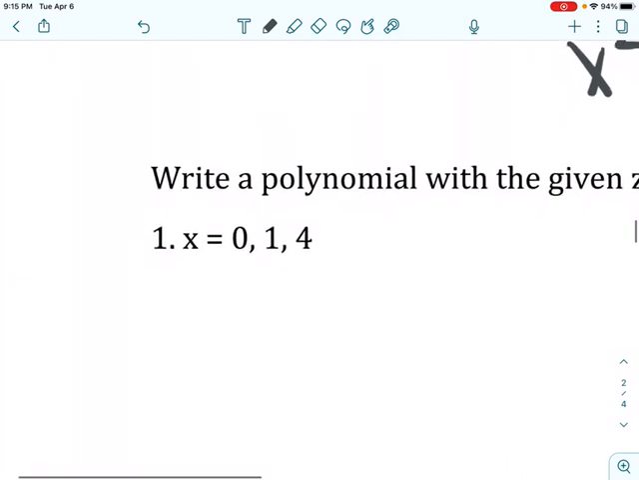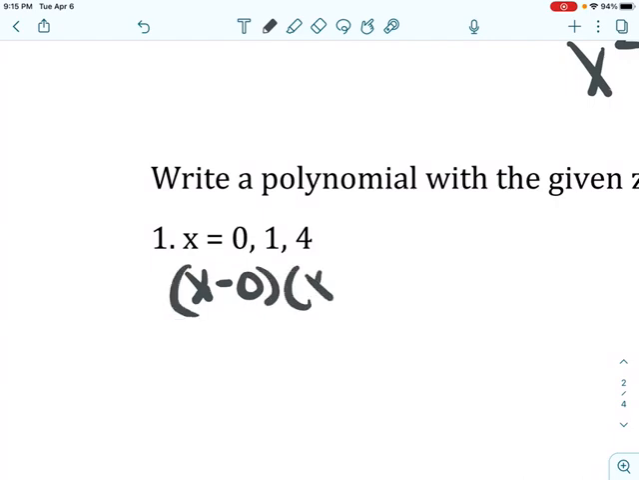All right, so we have 0, 1, and 4. So we're going to go x minus 0, x minus 1, x minus 4. So those are your linear factors, given that the zeros are 0, 1, and 4. Okay, now x minus 0. Now let's really think about that. Isn't it just x? Let's make our lives easier.